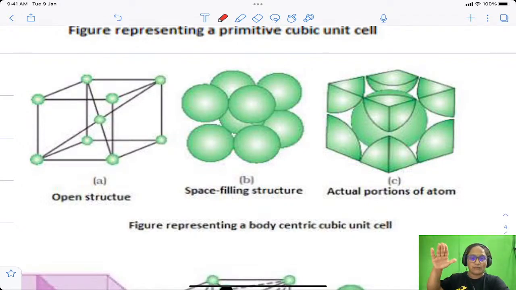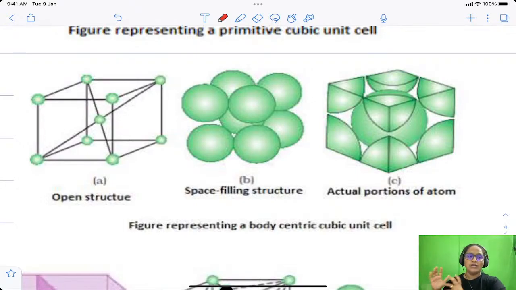First floor and second floor, first layer, second layer. That means the actual portion of that corner atom which is for me is 1/8. Do you understand the contribution at the corner?